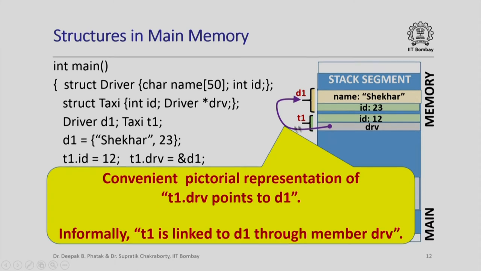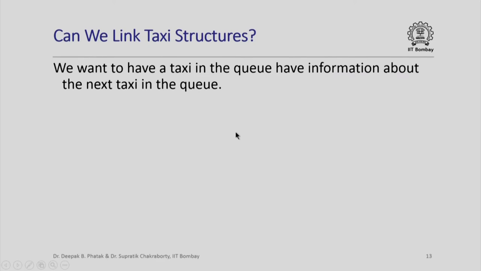Now that we have seen how two objects in main memory can be linked, one might want to ask: can we link the taxi structures that we have seen earlier? Basically, we want a taxi in the queue to also have information about the next taxi in the queue. So can we link these taxi structures?